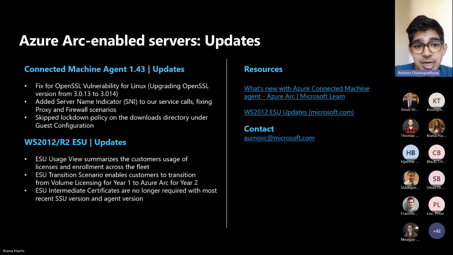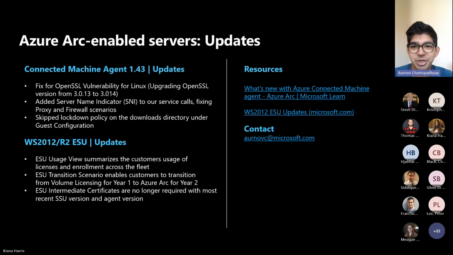Additionally, we are skipping lockdown policy on the downloads directory for guest config. So those are some smaller agent related updates and fixes that we had with the 1.43 agent version. Again, we highly recommend customers continue to onboard to the latest agent version. There's a lot of security and quality fixes associated with that.